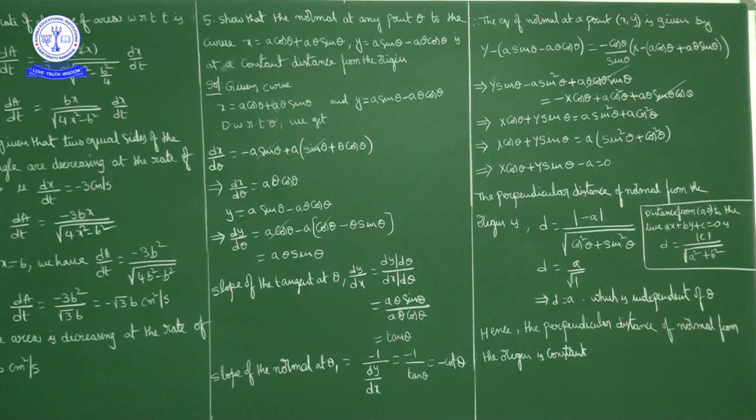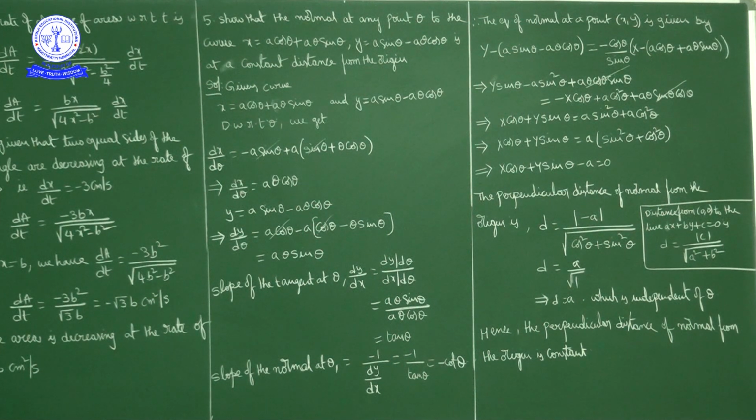Next, what is y? Y is equal to a sin theta minus a theta cos theta. Now dy by d theta: a into sin theta derivative is what? Cos theta. So a cos theta minus a constant, minus a into theta cos theta derivative.